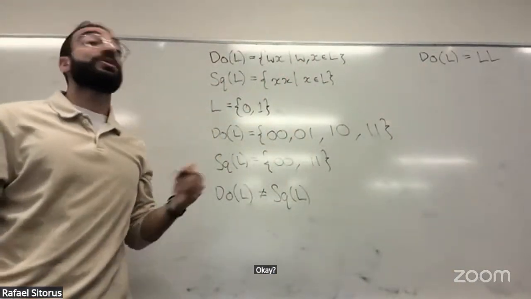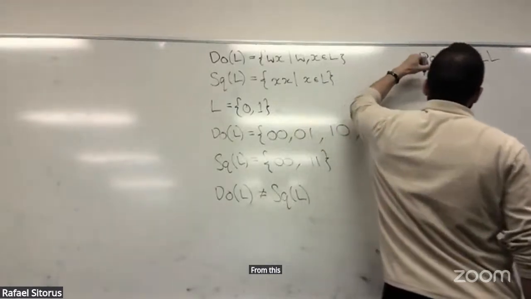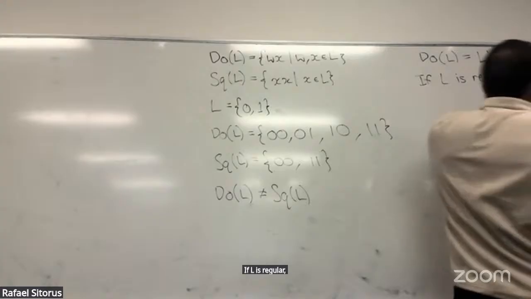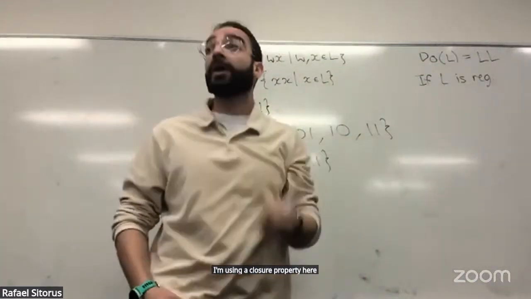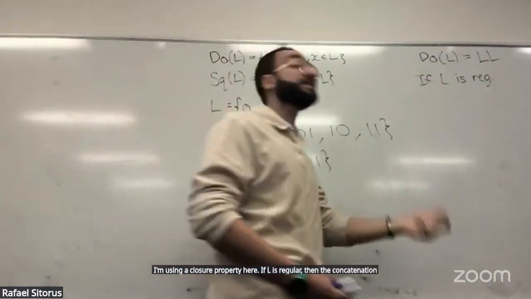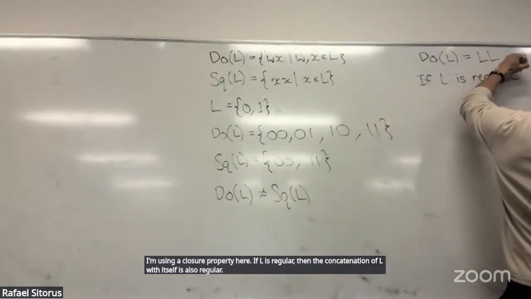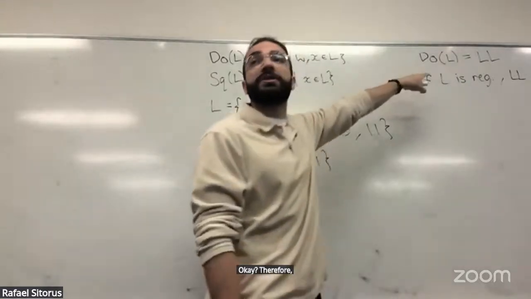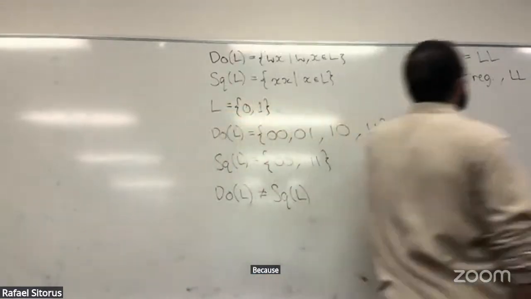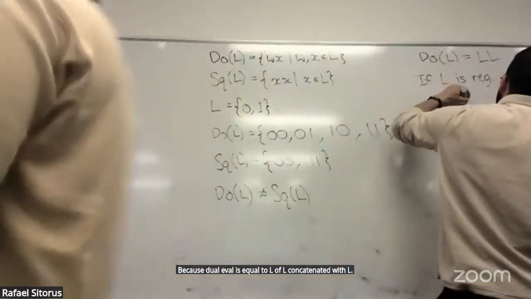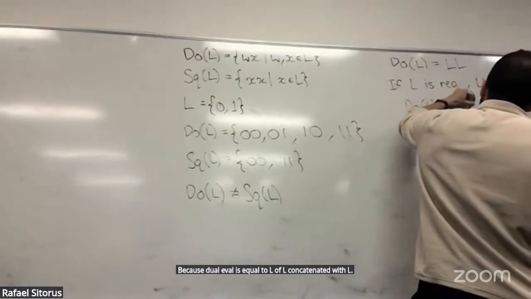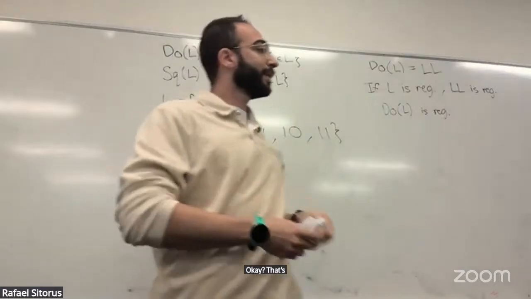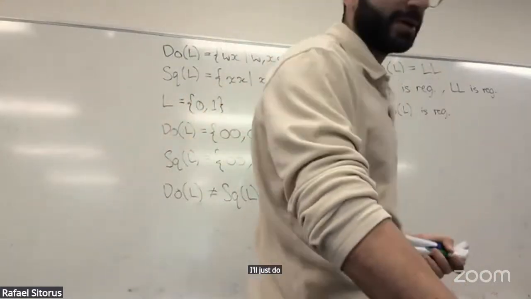So now we know from this line, if L is regular, and I'm using a closure property here, then the concatenation of L with itself is also regular. Therefore, double of L is also regular, because double of L is equal to L concatenated with L. That's question 2. I'll just do the last one.